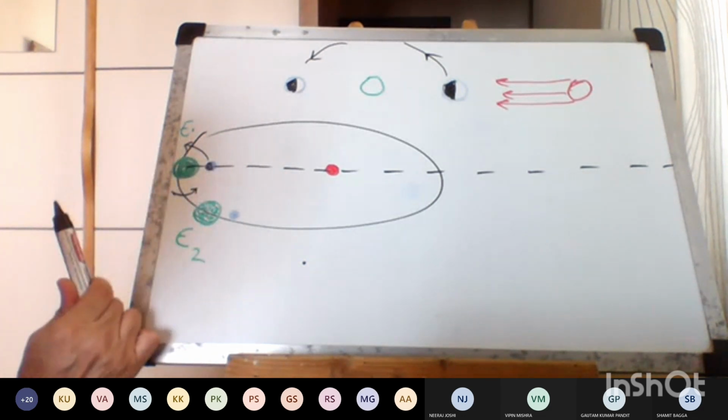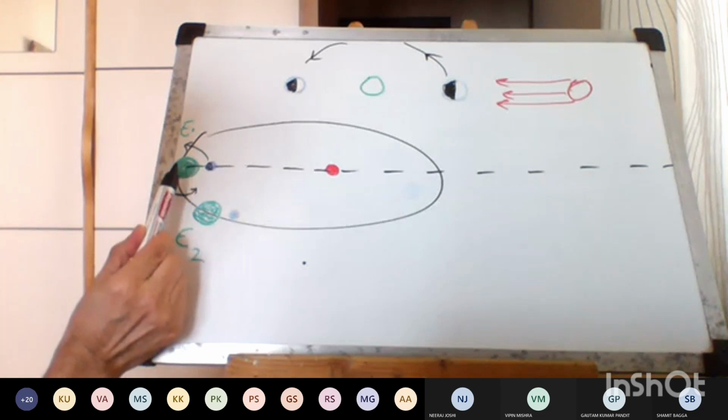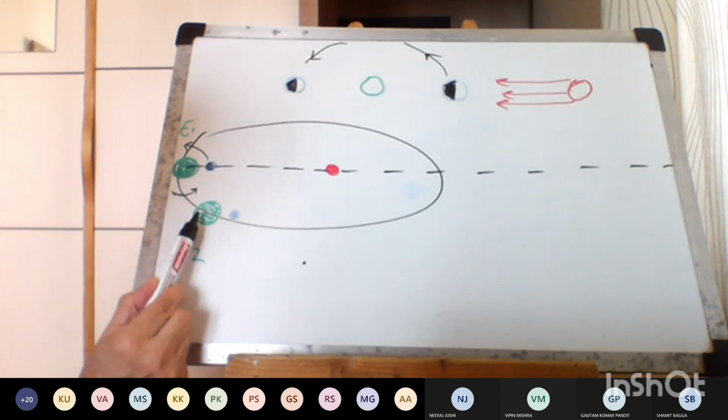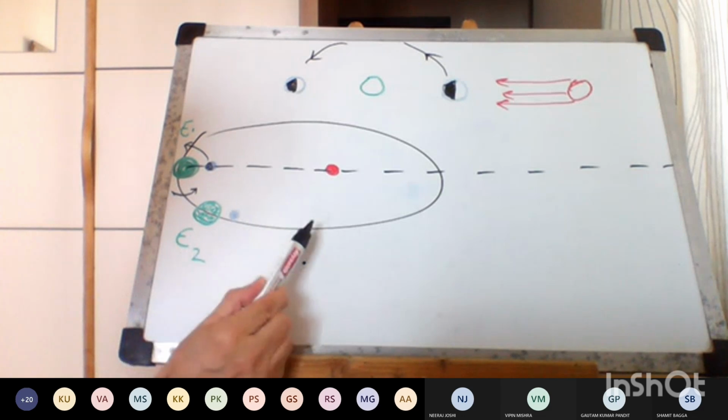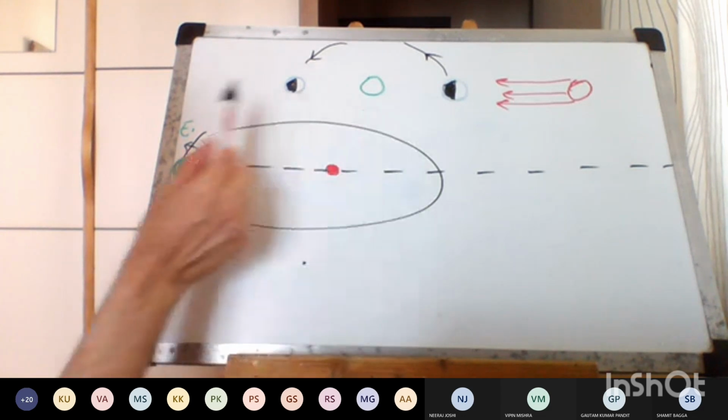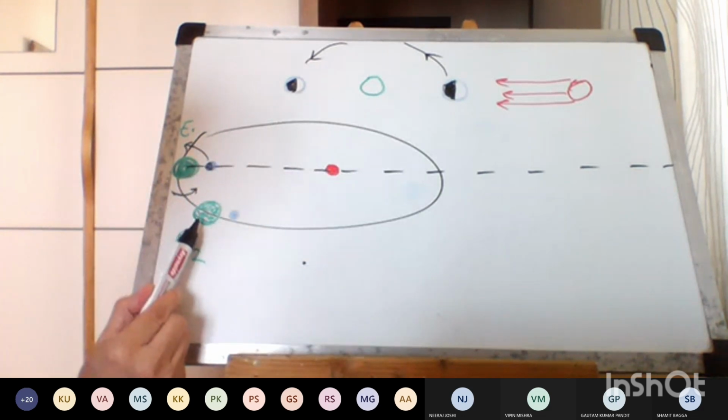During this 27 or 29 days, the Earth is also revolving around the Sun. So the Earth has come here. With 1 month she will be here, 2 months she will be here, 3 months she will be here. Like this, 12 months she has to come back. So the Earth has moved.